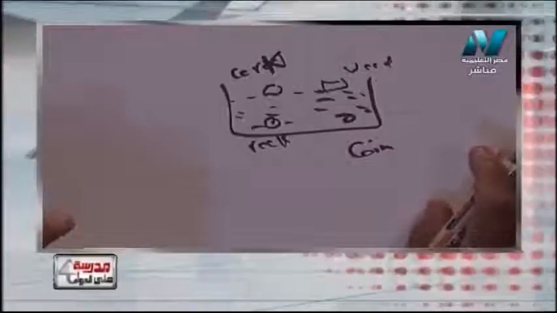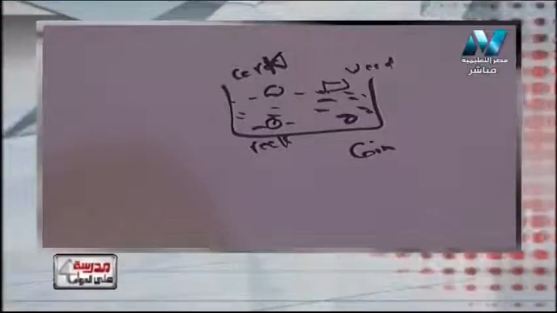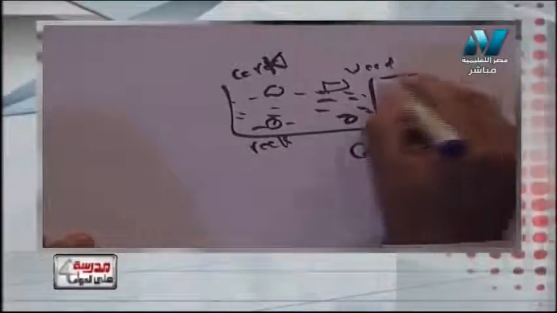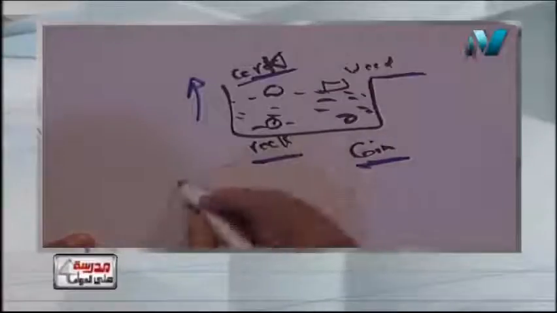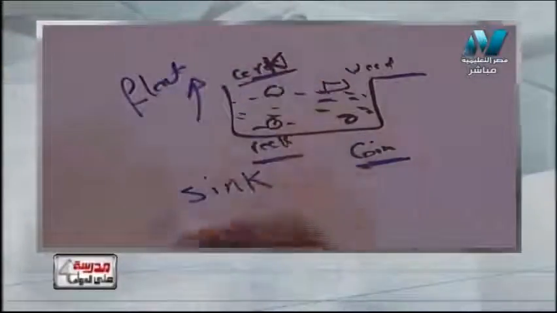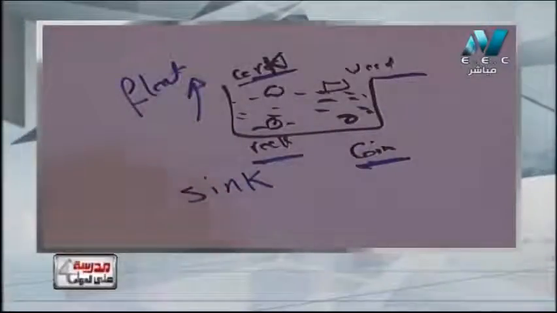What will you notice? I will notice that some matters such as wood or cork will float, and some matters such as coin or rock will sink. Why do some matters float and some matters sink? It is very closely related to something called density.